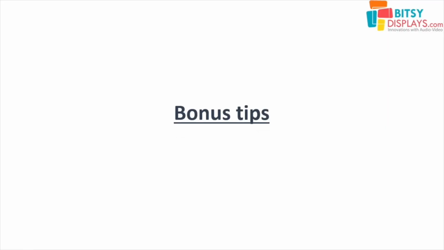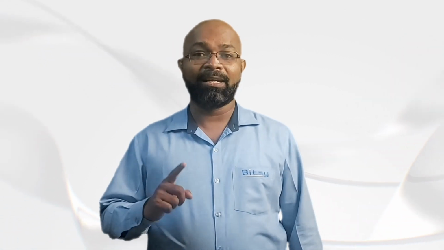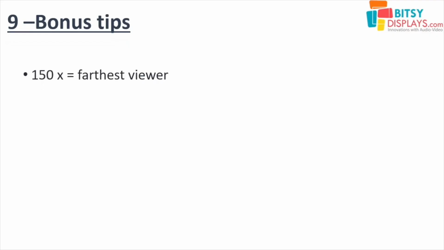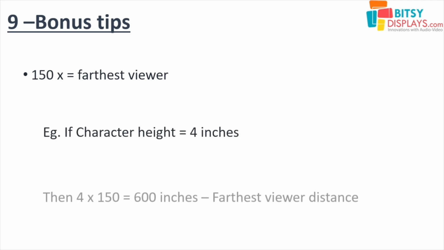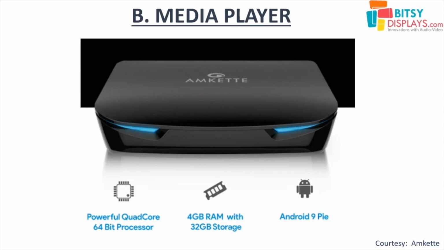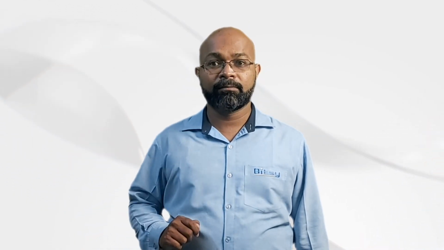One bonus tip. Use this formula to select the font size on the display so that the farthest audience should be able to see clearly. 150x is equal to farthest viewer. For example, if the character height is 4 inches, so 4 into 150, which is 600 inches, is the farthest viewer distance. Media player. This is the second most important component in digital signage setup.